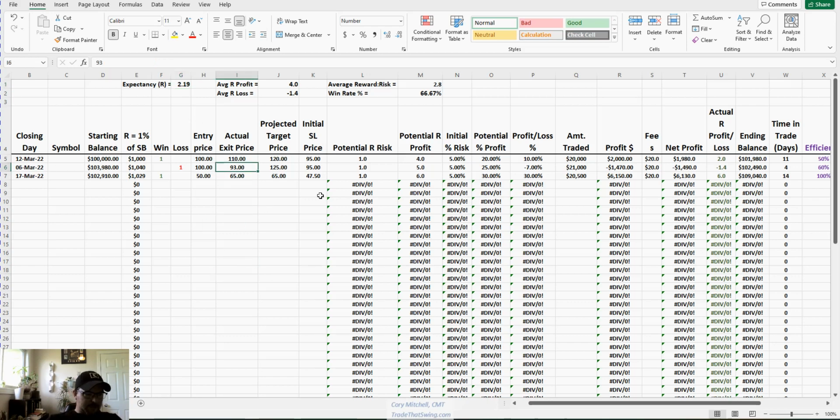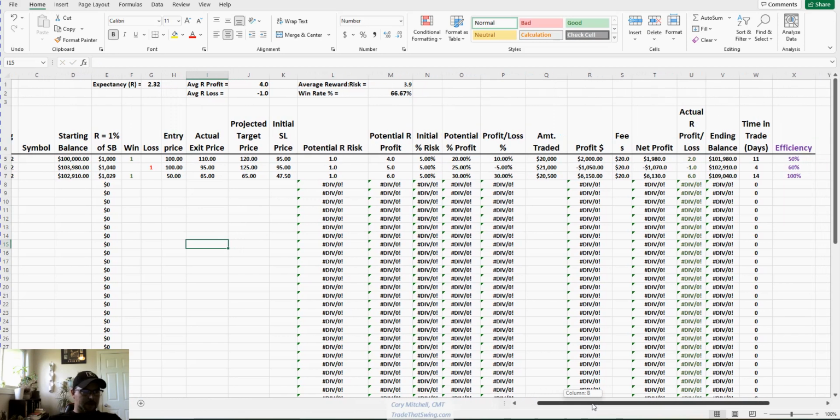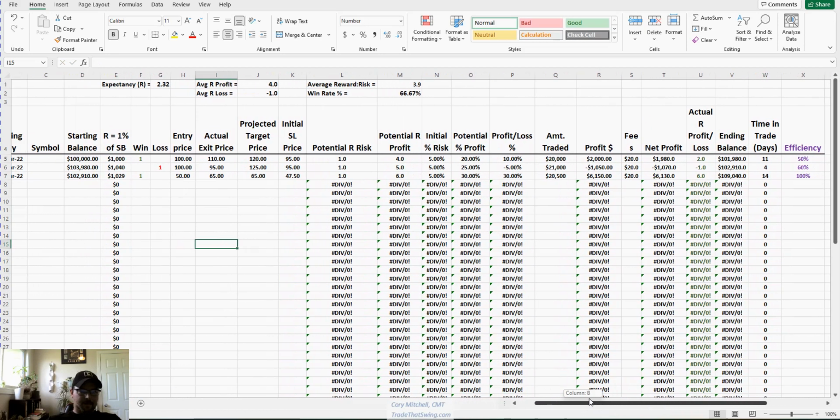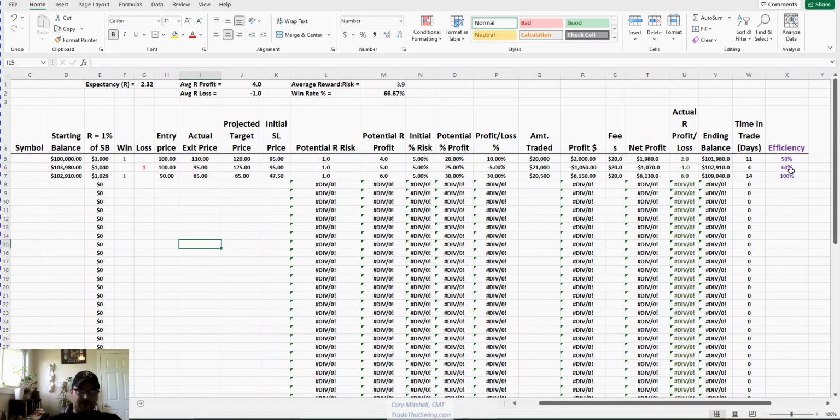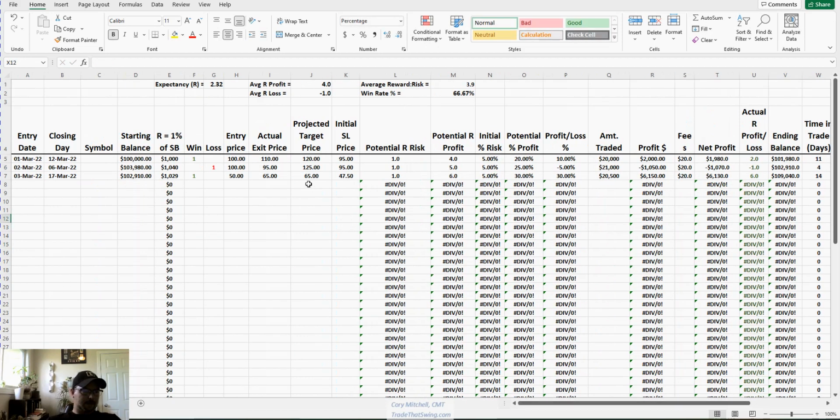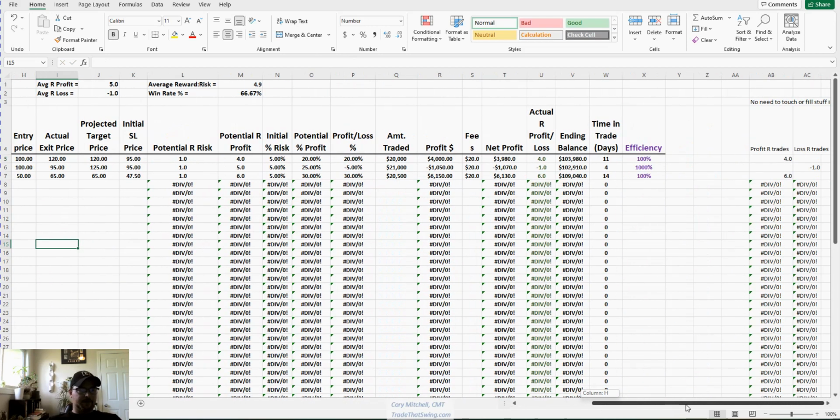I'm going to change these back to what they were here. Yeah, so that one would have to be manually put in. Just so you can kind of see how these numbers change.